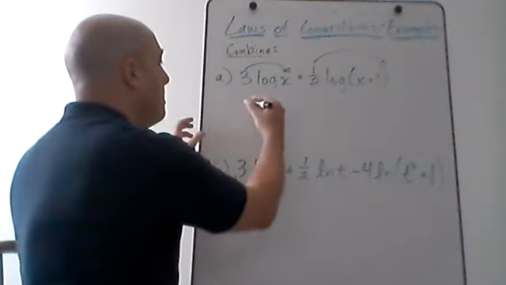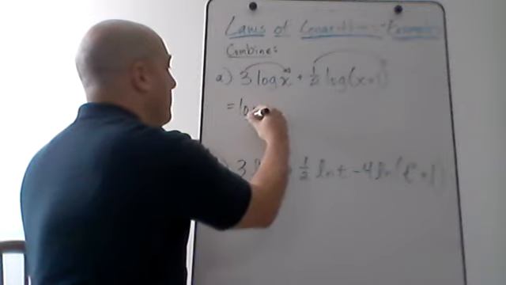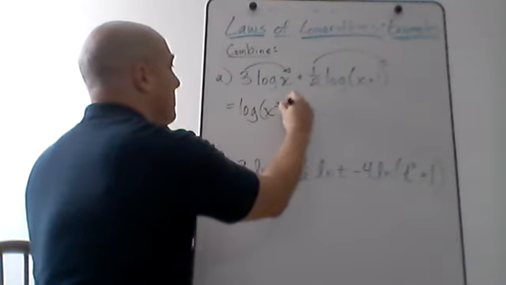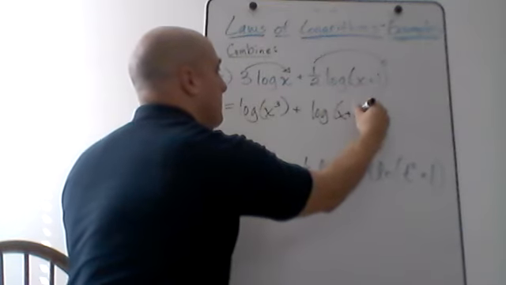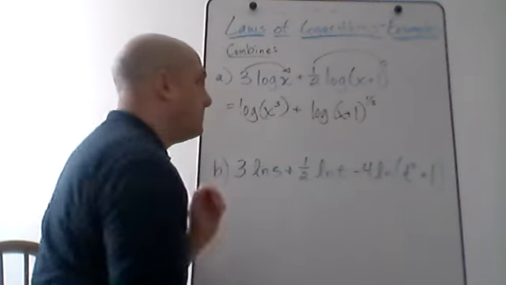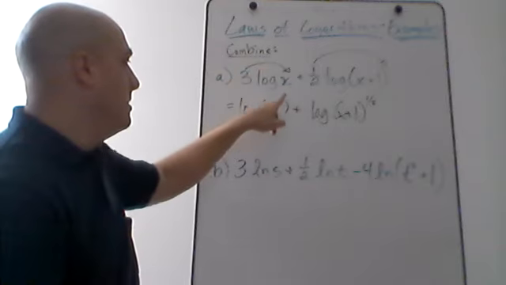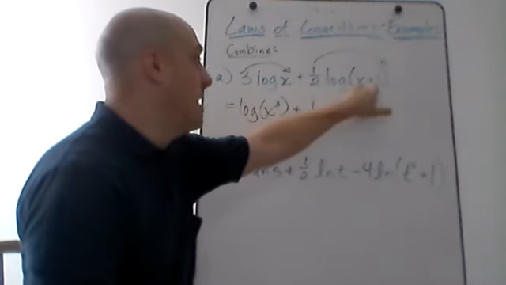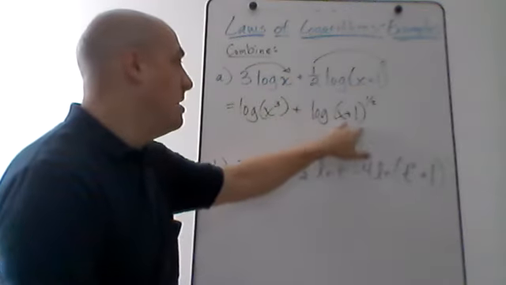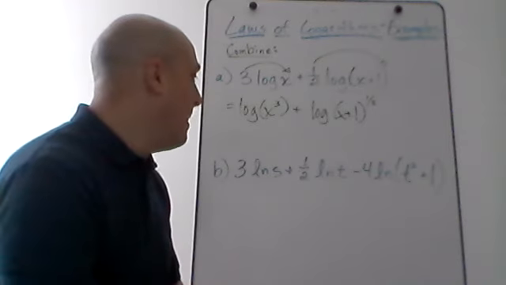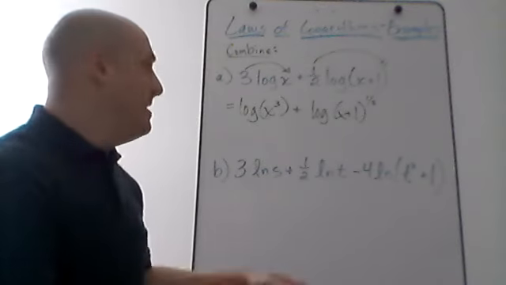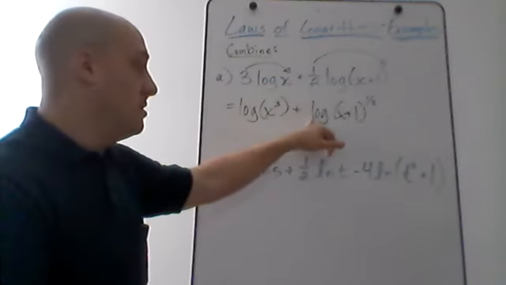All right, so this is going to become the log of x to the 3rd plus the log of x plus 1 to the 1/2. So the 3 goes into the exponent of the x, the 1/2 goes to the exponent of this entire parentheses, x plus 1. Everything that's inside that parentheses is going to get raised to that 1/2 power. So once I do that, now I have just a log plus just another log.